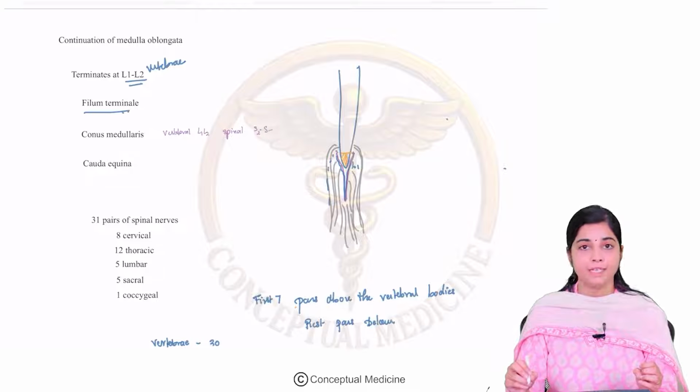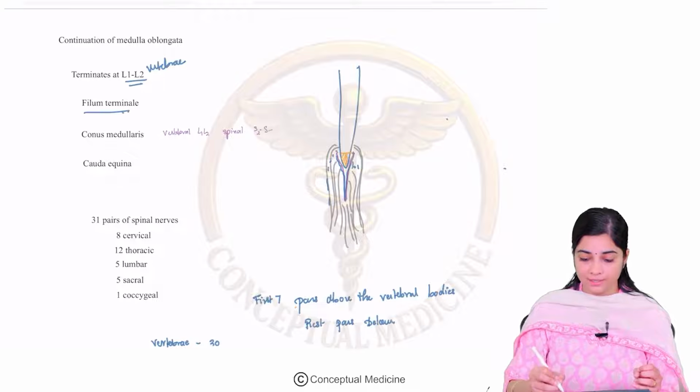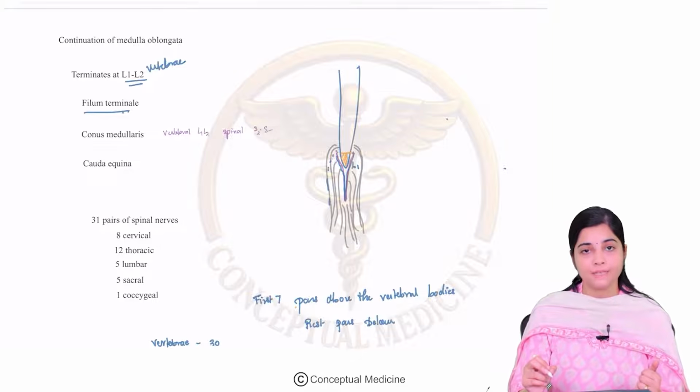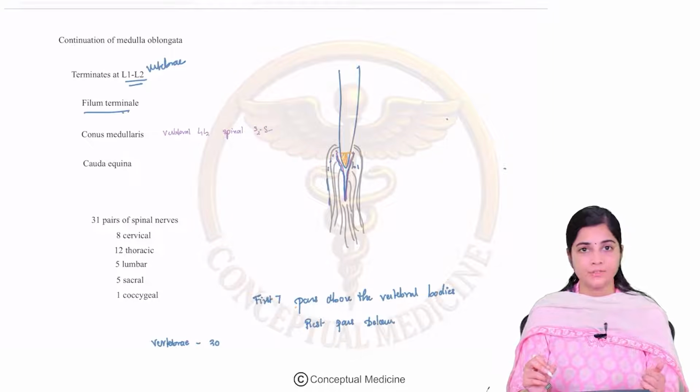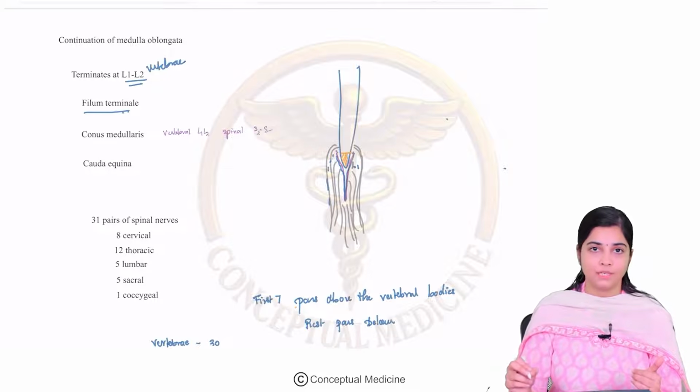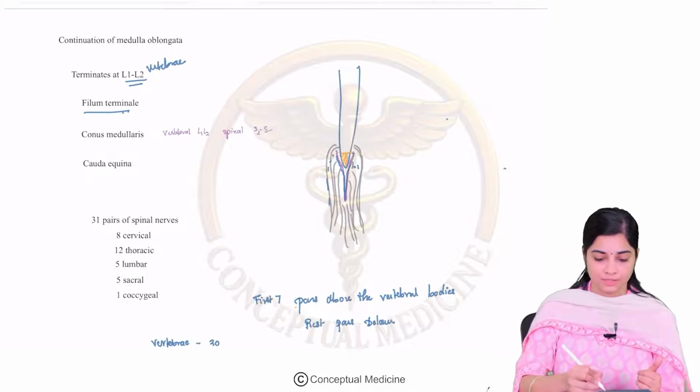So what is filum terminale? Once the spinal cord ends at the level of L1, then the rest of the coverings of the spinal cord extend downwards, and this is what we call the filum terminale. So the extension of the pia mater down after the spinal cord ends is called the filum terminale. So this is the extension of the pia.